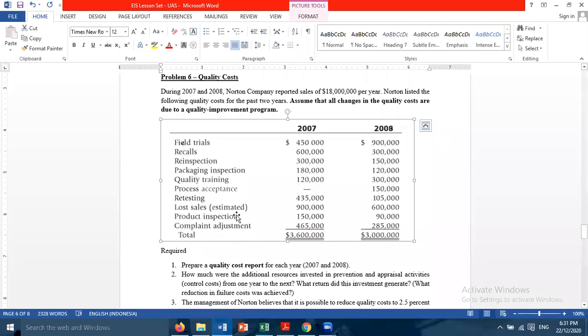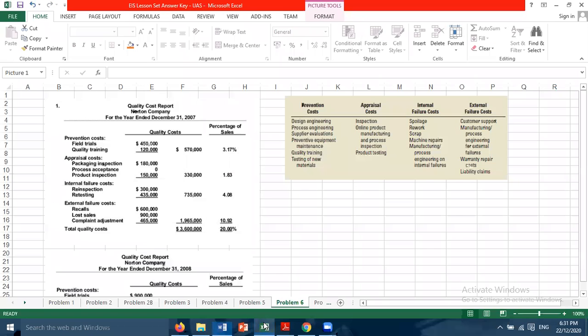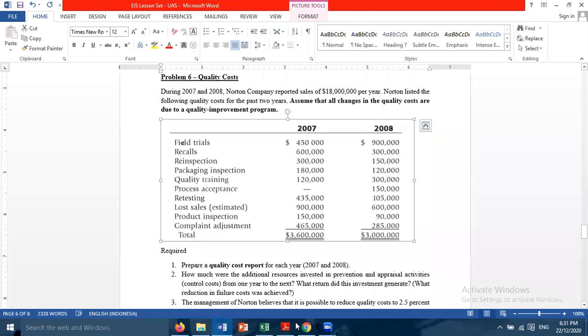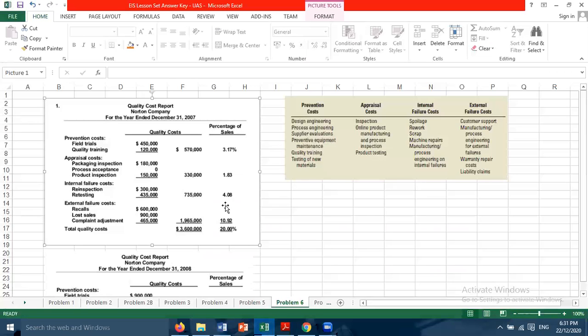And then lost sales, yeah. Lost sales are practically when the customer does not want to buy it, or we lost sales because the customer received defective products. So it's external failure. And complaint adjustment, since it relates to the customer as well, is external failure as well.